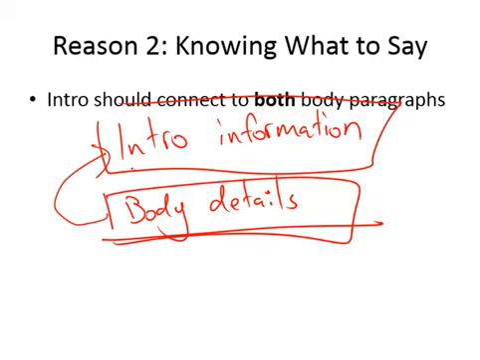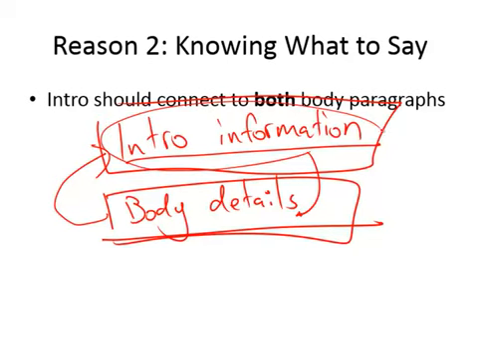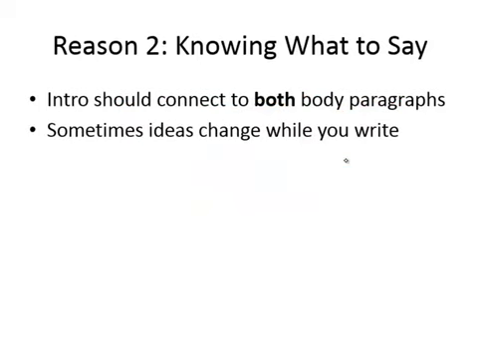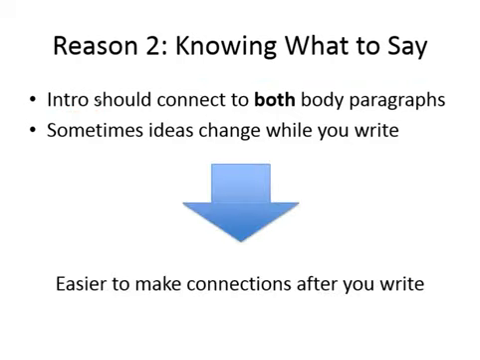On the other hand, if you write the general introduction first, sometimes in the details things change a little bit, and then the information in that general introduction is not true anymore, or it's not so connected. Those ideas changing while you write can cause a problem. You want to know exactly what you should say during the intro when you write it. So it's easier to make those connections after you write the body paragraphs.